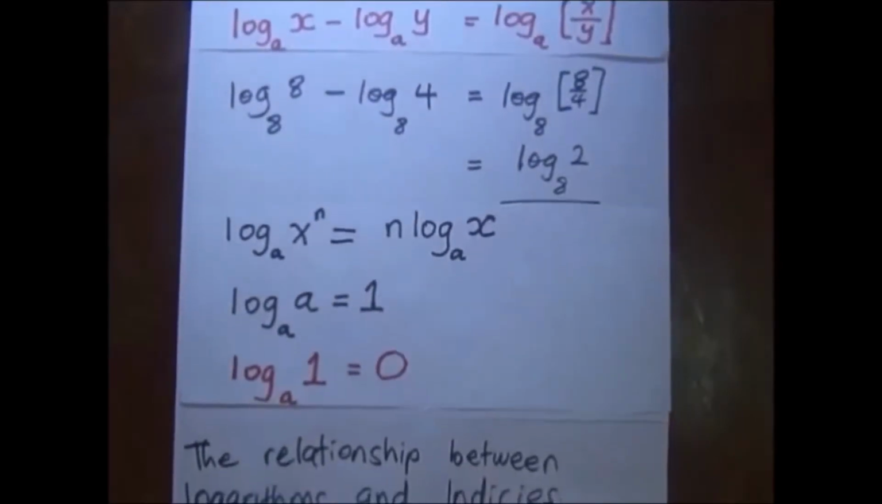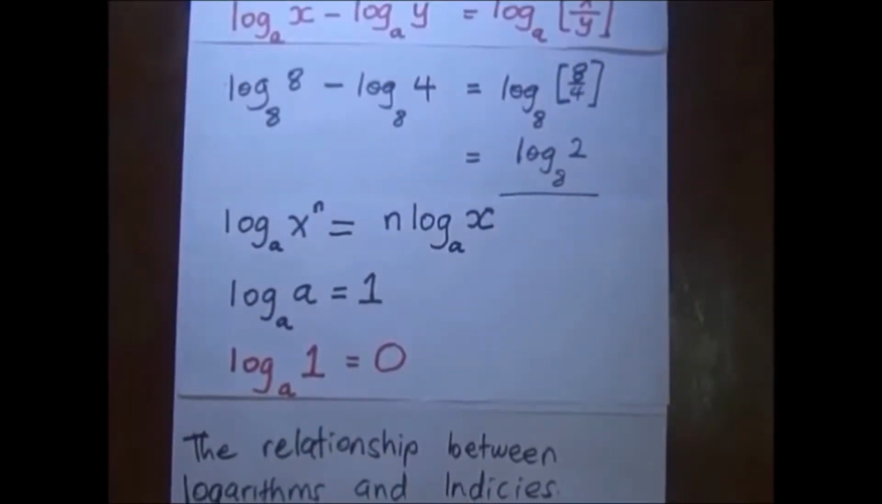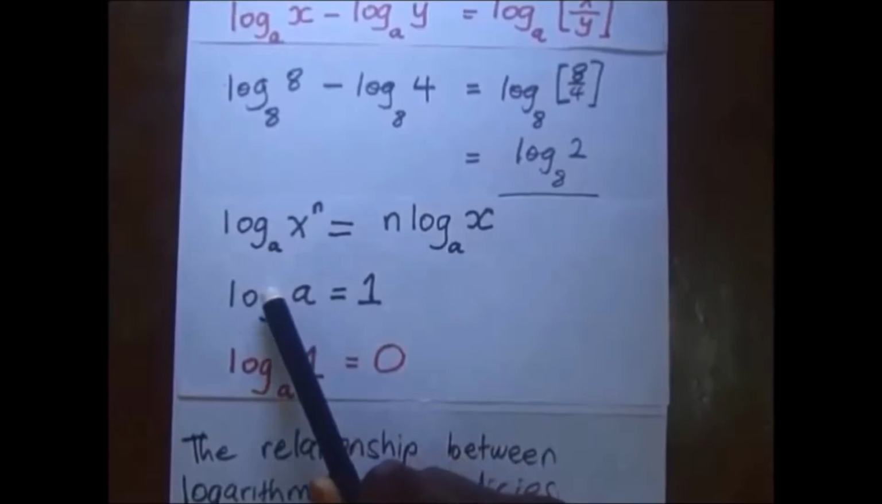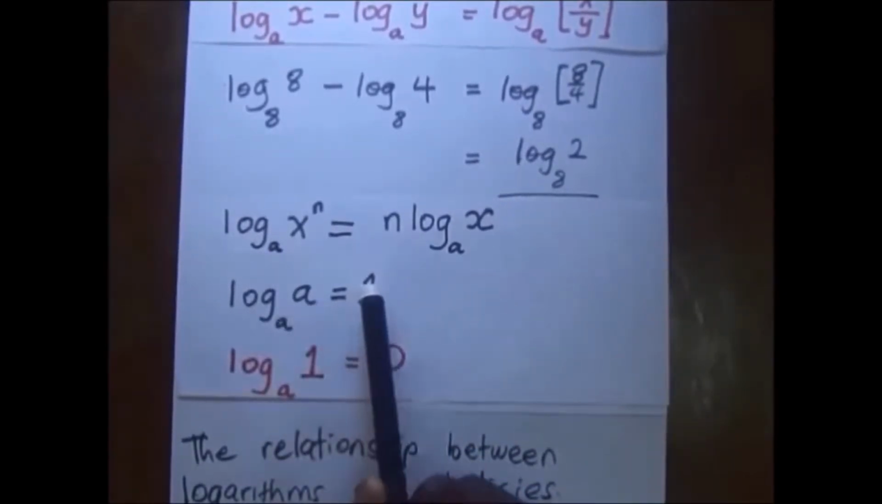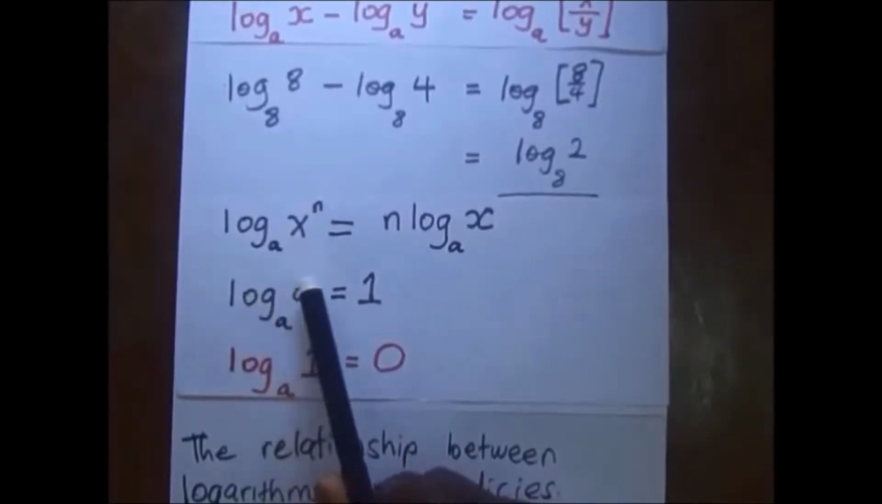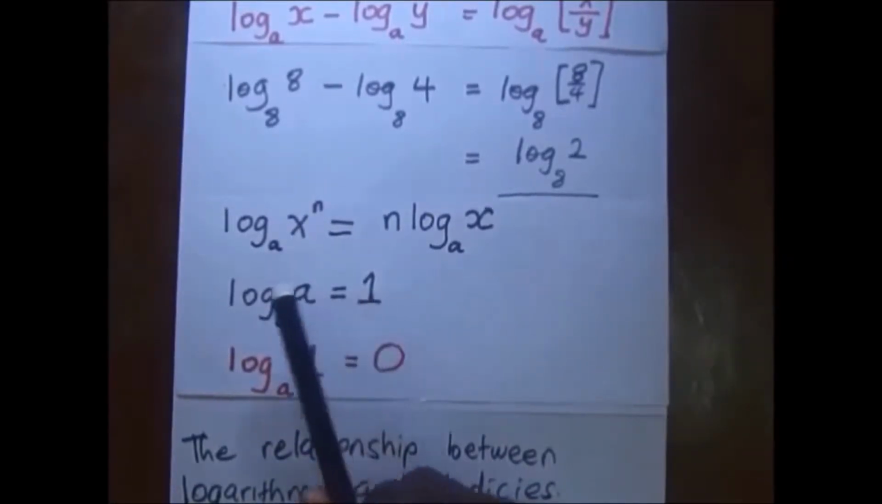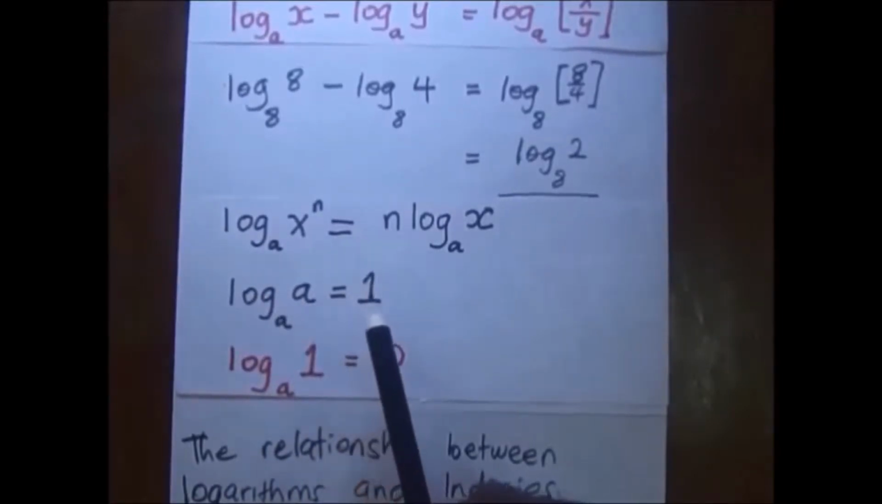If the number and the base are the same, if it's log of 5 base 5, the answer is always equal to 1. If it is log of 10 base 10, the answer is always equal to 1.